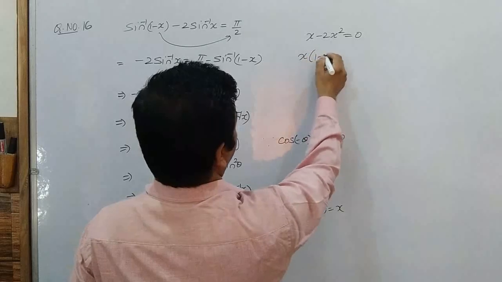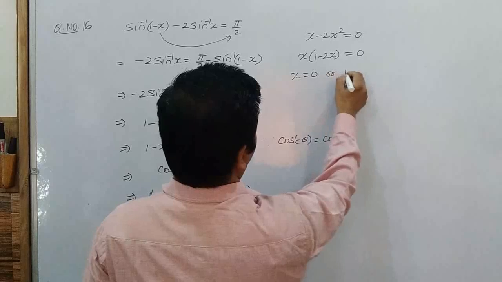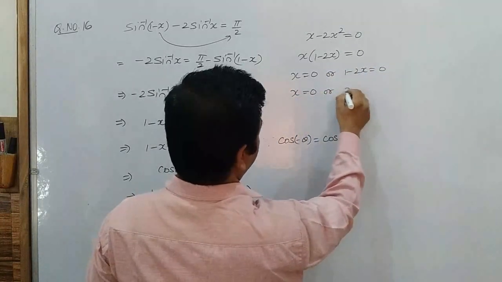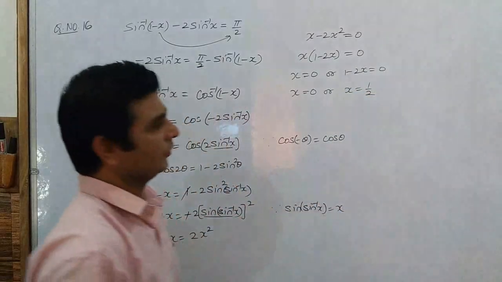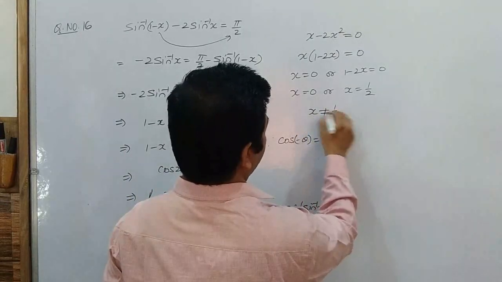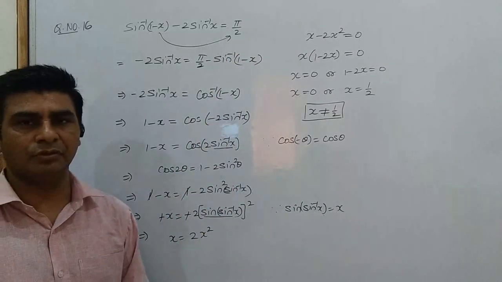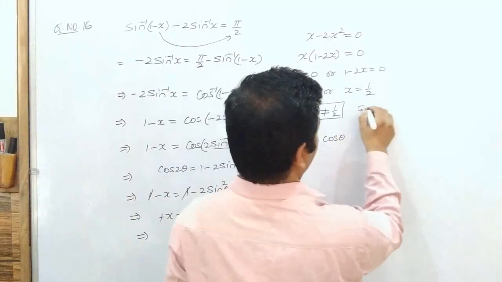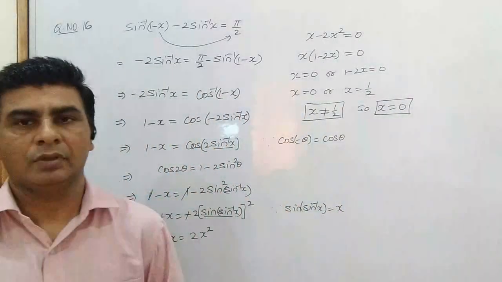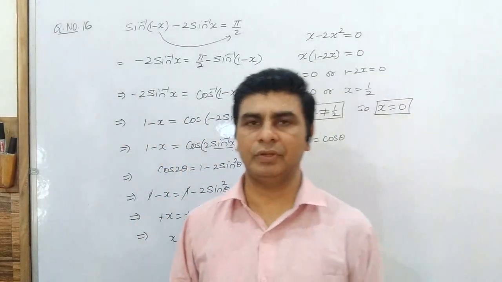x is common. x into 1 minus 2x is equal to 0. So either x will be 0 or 1 minus 2x will be 0. So either x is equal to 0 or x is equal to 1 by 2. But x is equal to 1 by 2 will not satisfy the equation given to you. So x is equal to 0 is the only solution of the given equation. So this was question number 16, in which we wanted to solve the given equation.